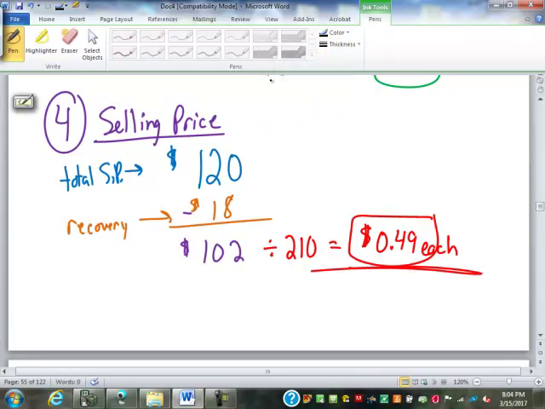Now, some people might say, well, geez, that $18 on the secondary market, just count that as extra profit and don't worry about it. But if you're in a competitive situation, saving that penny or so off of your unit price might be the difference between sales and getting beat by the competition.